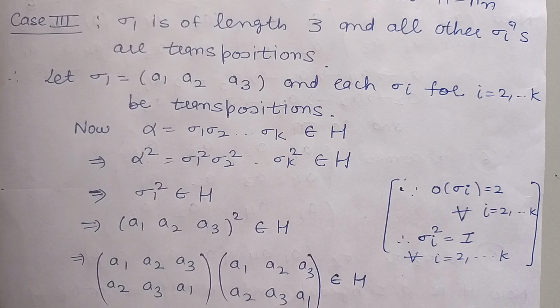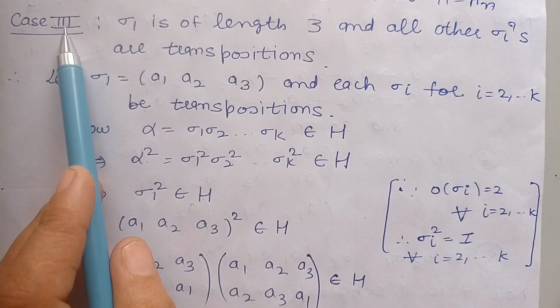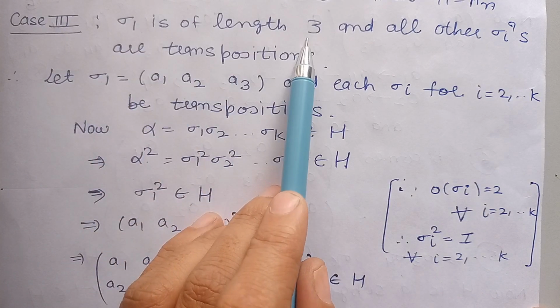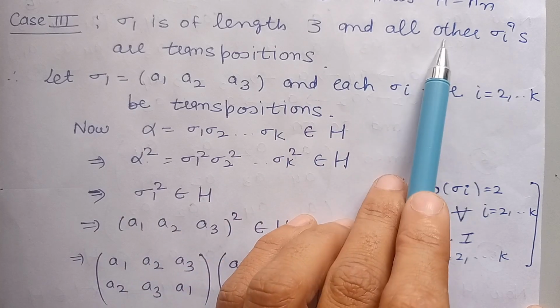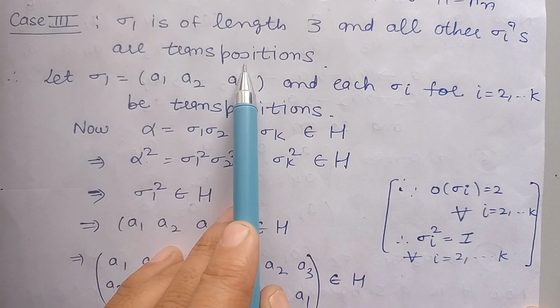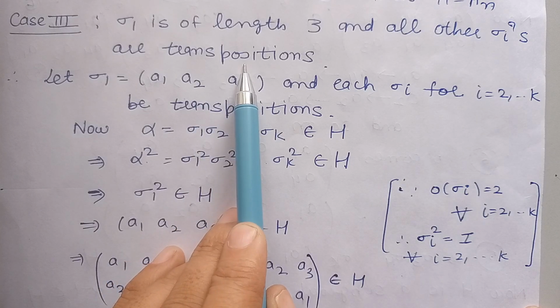In the previous lecture, we discussed the first two cases for the simplicity of alternating group for n greater than or equal to 5. In today's lecture, we will discuss the remaining two cases. So, case 3 is the one in which sigma 1 is a cycle of length 3 and all the other sigma i's are transpositions. Transpositions means they are cycles of length 2.